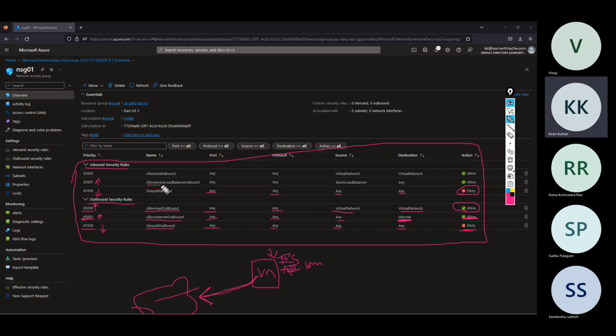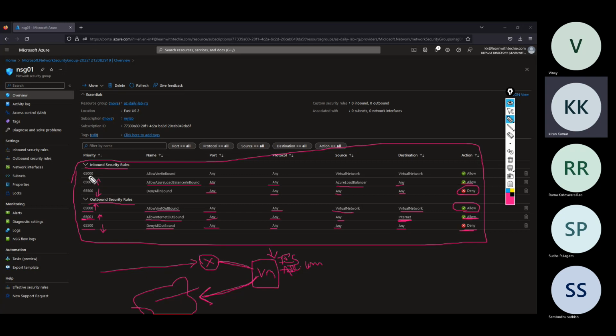So that means allow Azure load balancer inbound: any port number, any protocol. The source is Azure load balancer, the destination is any, and allow it. So what happens is, in front I'm using a load balancer and its backend pool is this virtual machine, over the internet or within the organization. Whatever traffic I'm getting through the load balancer, it will allow it through to my virtual machine. Okay, this is the second rule in the inbound security rules.